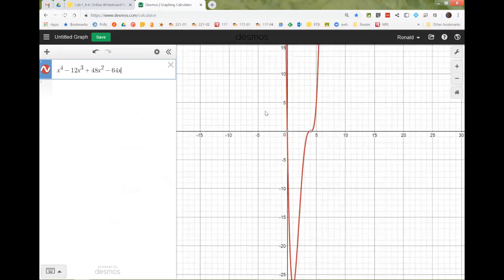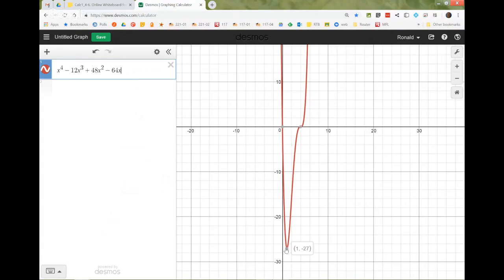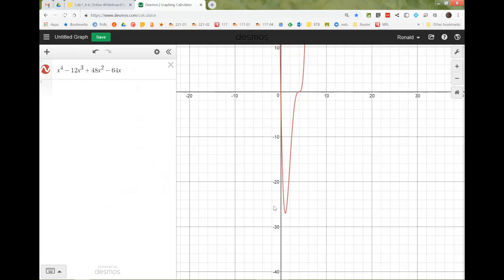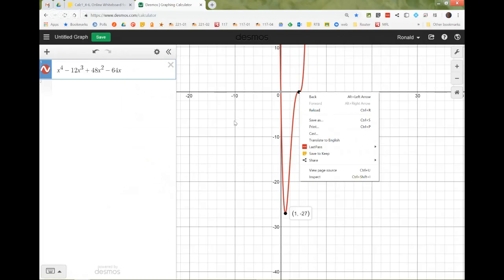So this is that graph I was showing you. There's our low point right down there. 1, negative 27. So there's our low. And then if you look up here at 4, 0, you can see it changes from concave down to concave up. So yeah, that all makes sense.